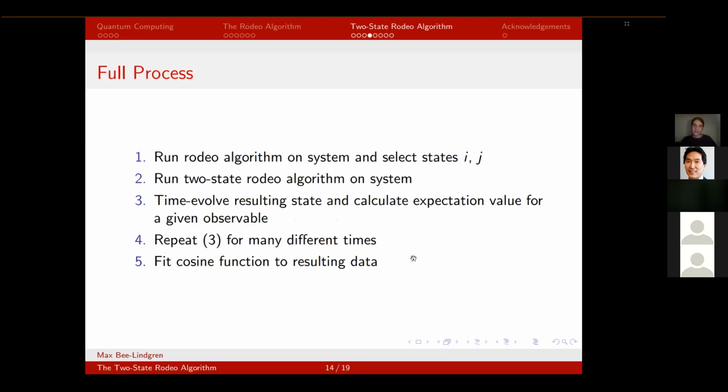So this is the full process. To actually get the energies and the states we want, we first run the Rodeo algorithm on the system and pick out our states. Then we run the two-state Rodeo algorithm to isolate only the states we want and filter out all the rest. And then we time evolve that resulting theoretically two-state system and calculate the expectation value for the observable at a given time. And then we repeat this for a bunch of different time evolutions. And then we take that resulting data and fit a cosine function.